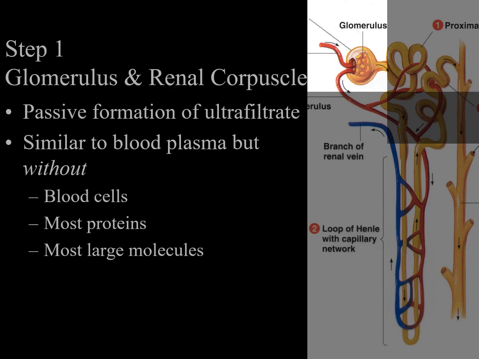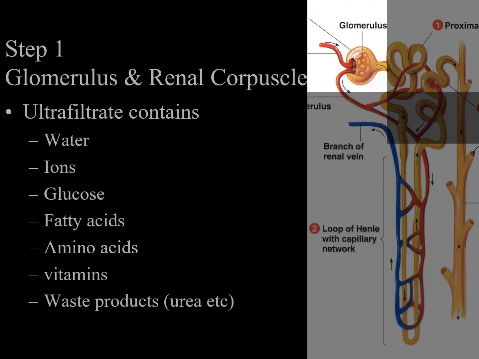So the material from the ultrafiltrate has left the blood. It's now in the nephron. And what's in the ultrafiltrate is actually some important stuff that we want to hang on to. Water, there's a lot of mineral ions, there's glucose, fatty acids, amino acids, some vitamins, and then the waste products that we actually want to get rid of, and primarily urea, because that's the one that we're really talking about here.